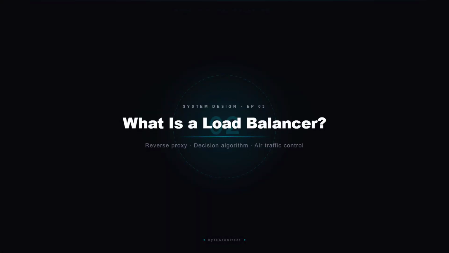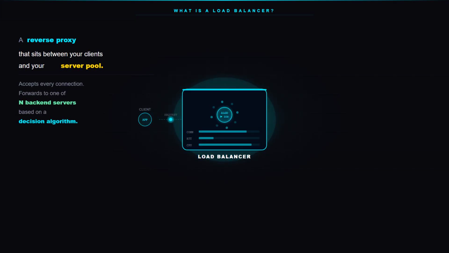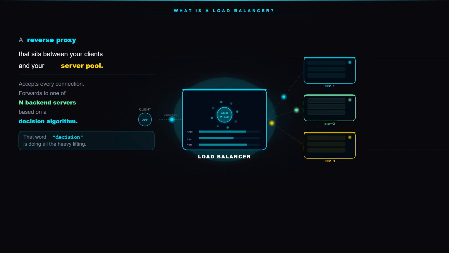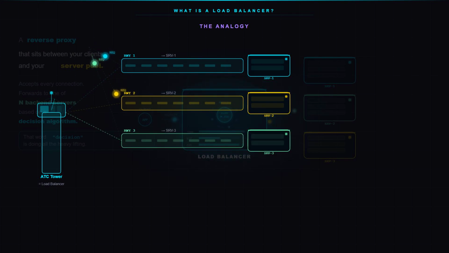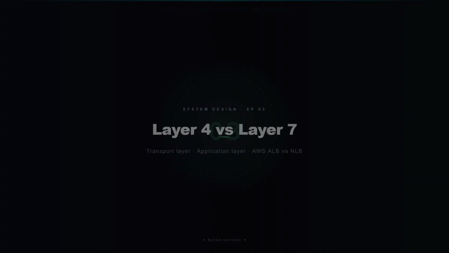A load balancer is a reverse proxy between your clients and your server pool. It accepts every connection and forwards it to one back-end server based on a decision algorithm. Think of an air traffic controller. The planes are requests, the runways are servers. The controller doesn't pick randomly, it checks which runways are occupied, under maintenance, a dozen factors, and decides before the plane lands.